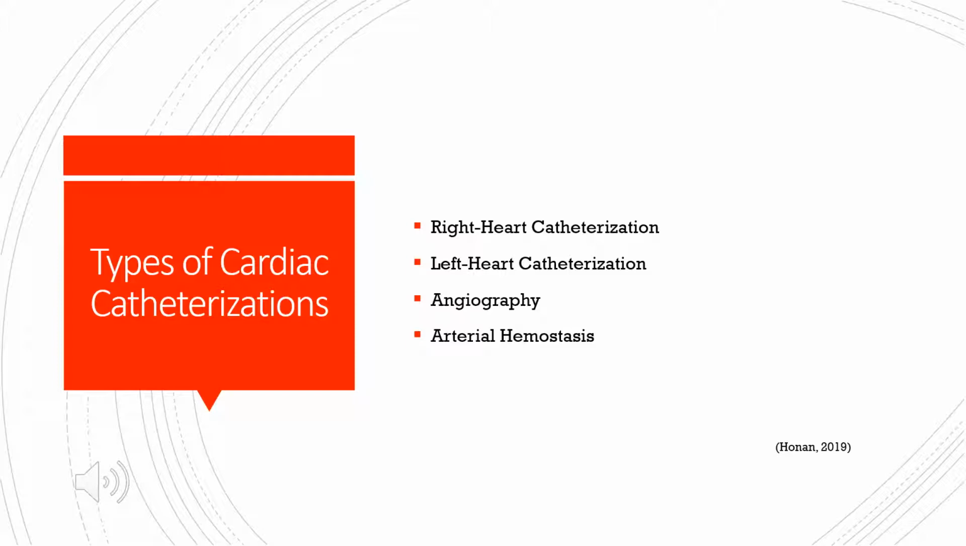Left heart catheterization evaluates patency of the coronary arteries and the function of the left ventricle and mitral and aortic valves. This is done by inserting the catheter into the radial or femoral artery and advancing it to the aorta and the left ventricle and then the coronary arteries. Complications associated with left heart catheterization include arrhythmias, acute myocardial infarction, perforation of the heart and the great vessels, and systemic embolization.